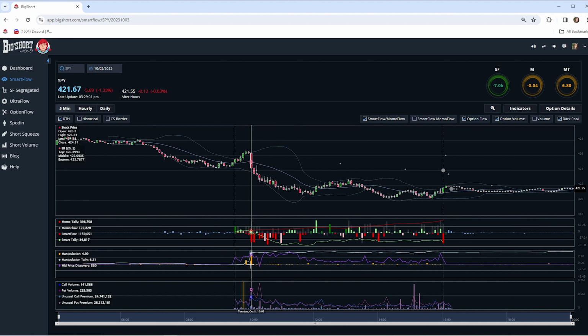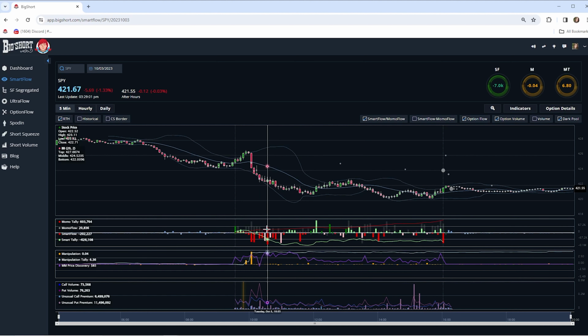This is where I would double down on my short, especially because we have not just this big manipulation bar, but we also have these big red smart flow bars. And notice that it also has a large shadow here. So not only is smart money making a pretty big stand here, but they're moving in the exact opposite direction of Momo, which is what we like to see.